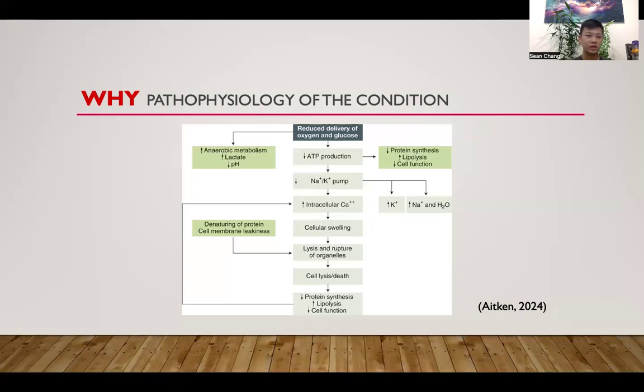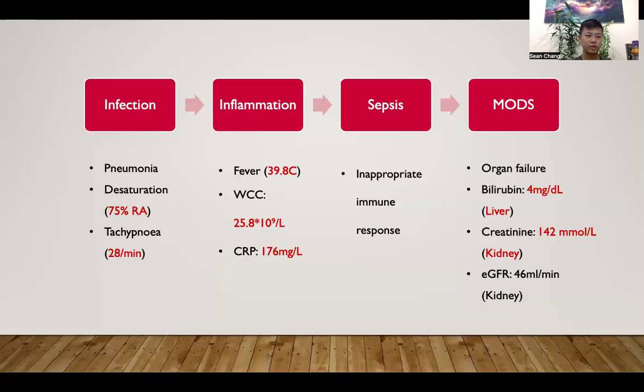As reviewing the clinical manifestation of the patient, certain links with multiple organ dysfunction are discovered. First, the patient acquired an infection and resulted in pneumonia. The infection leads to desaturation, which patient presents SpO2 75% on room air, and tachypnea, which patient presents breathing rate at 28 times per minute.